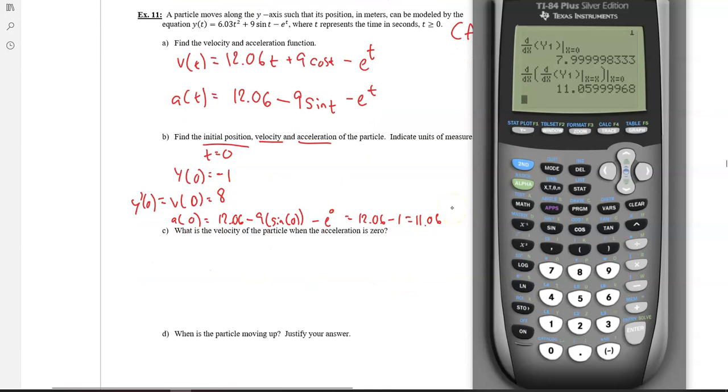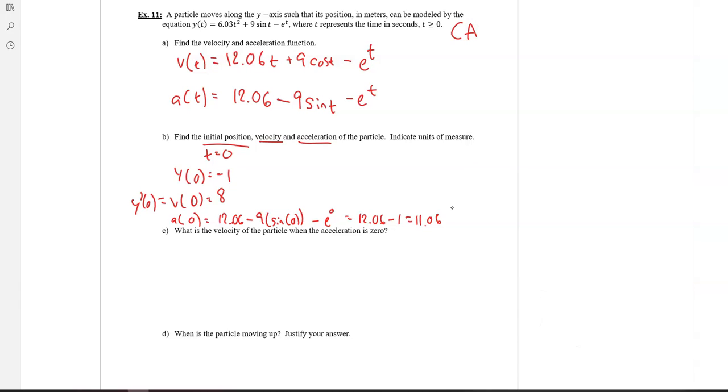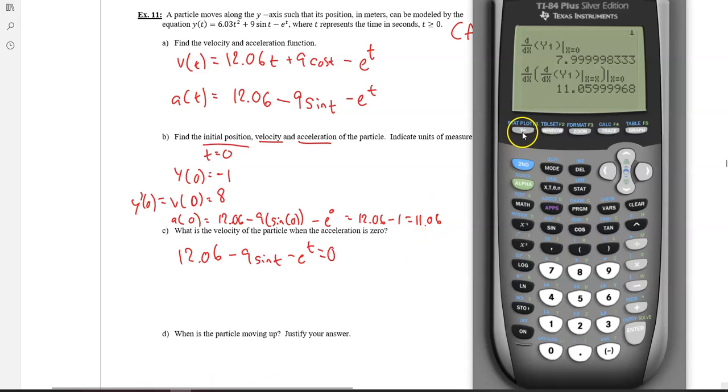Okay. What is the velocity of the particle when the acceleration is 0? So we have to find the velocity, but before we can find the velocity, we have to determine when the acceleration is 0. So we're going to set our acceleration equal to 0. Okay, but again, I don't want to solve this, so I'm just going to use my graphing calculator. So I will graph my acceleration here. I'm just going to turn off that one. 12.06 minus 9 sine of x minus e to the t, or e to the x.